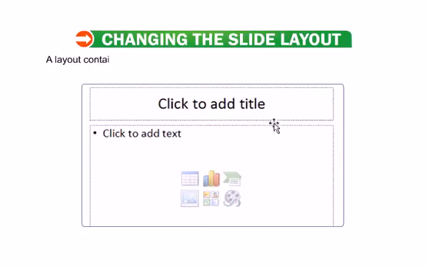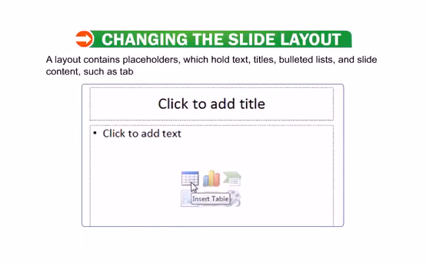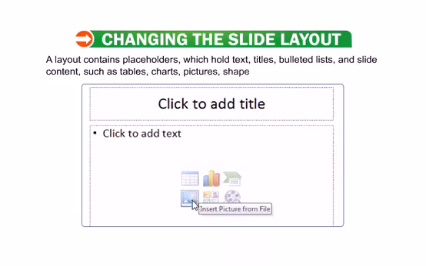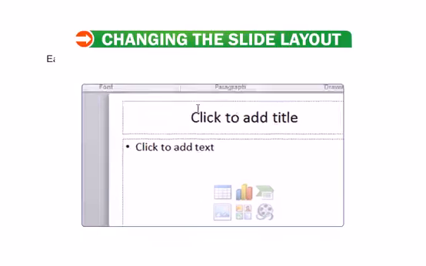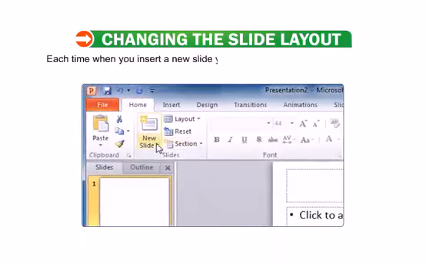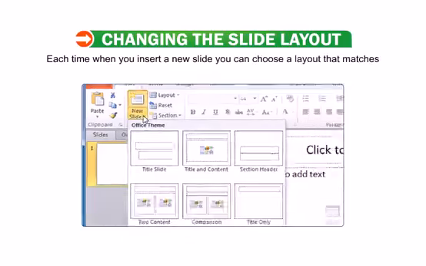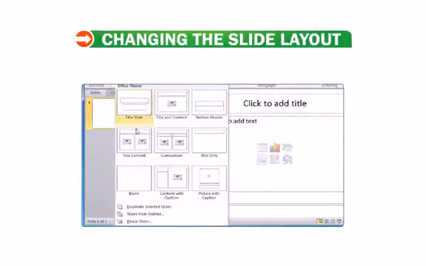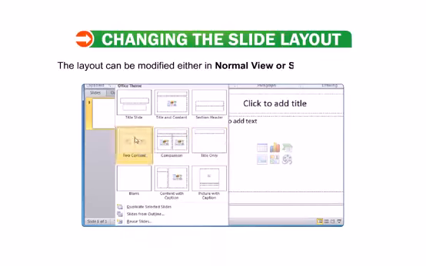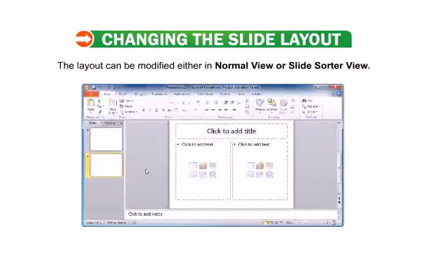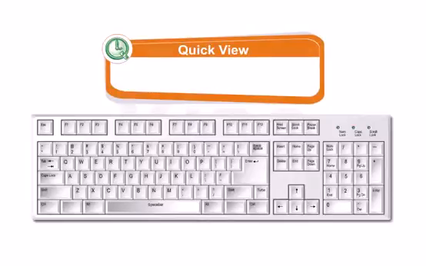A layout contains placeholders which hold text, styles, bulleted list and slide content such as tables, charts, pictures, shapes and clip art. Each time when you insert a new slide, you can choose a layout that matches your requirement. The layout can be modified either in normal view or slide sorter view. Students note that you can insert a new slide by pressing Ctrl+M key.